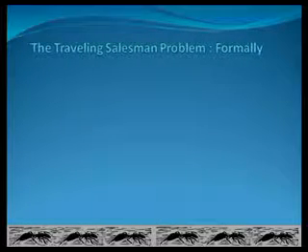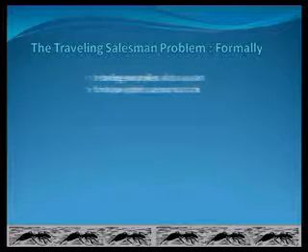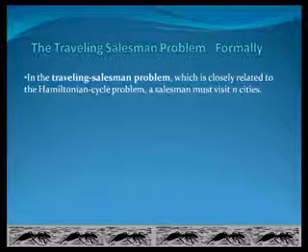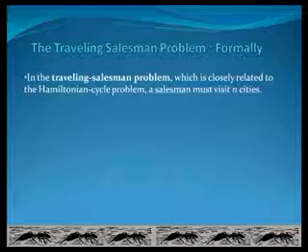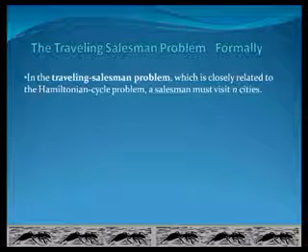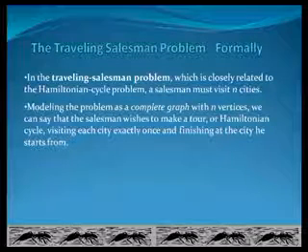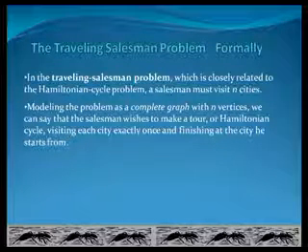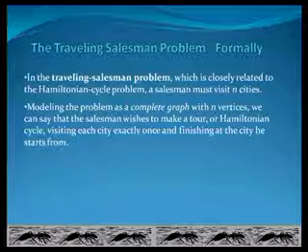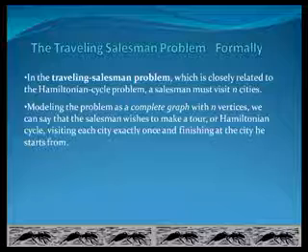We have already discussed the informal aspect of the traveling salesman problem. What is the formal representation of the traveling salesman problem? In the traveling salesman problem, which is closely related to the Hamiltonian cycle problem, a salesman must visit n cities. Modeling the problem as a complete graph with n vertices, we can say that the salesman wishes to make a tour or Hamiltonian cycle, visiting each city exactly once and finishing at the city he starts from.